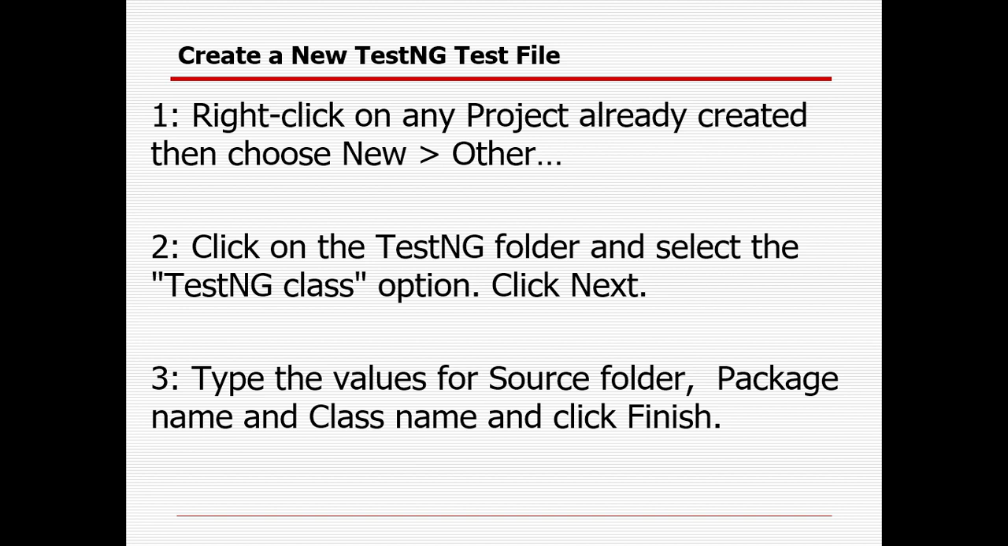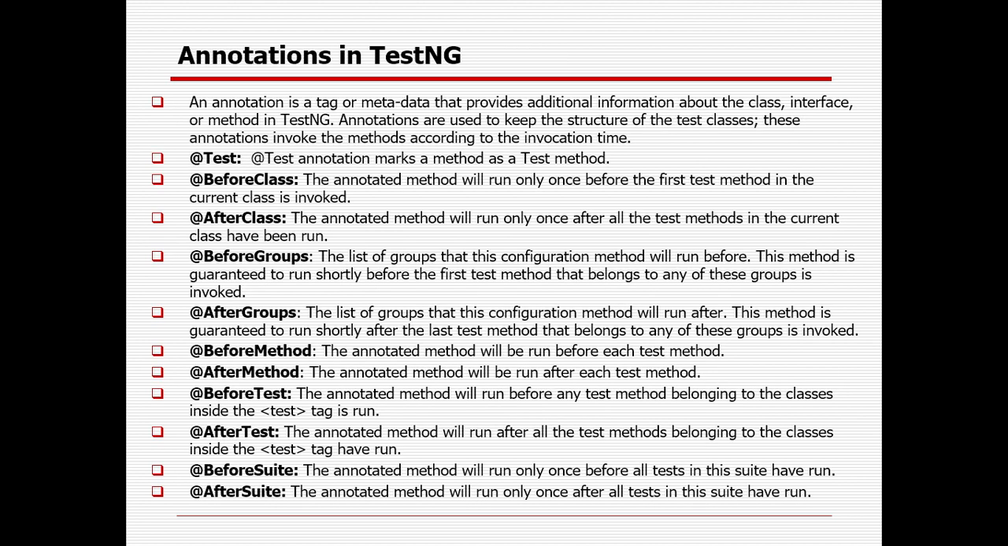Because in real time, whatever you are using is mostly TestNG. In case of building Cucumber, we'll be using JUnit. There are different annotations available in TestNG. So what is an annotation? An annotation is a tag or metadata that provides additional information about the class, interface, or method in TestNG. Annotations are used to keep the structure of the test classes. Whenever you are using @Test, that will be considered as a test case.